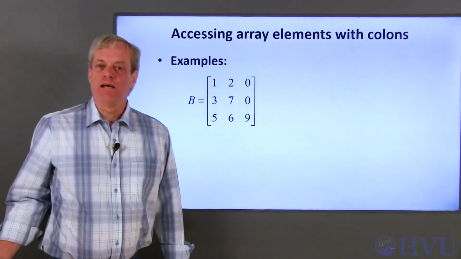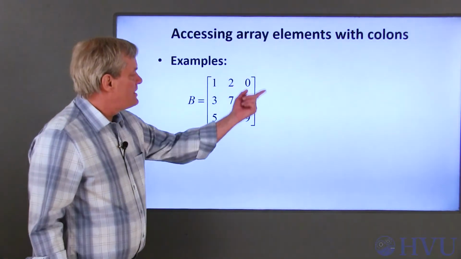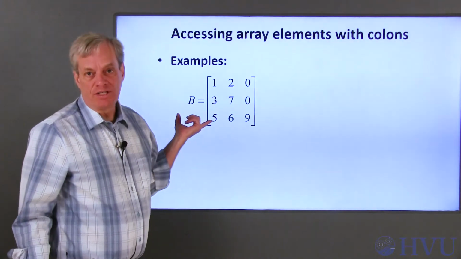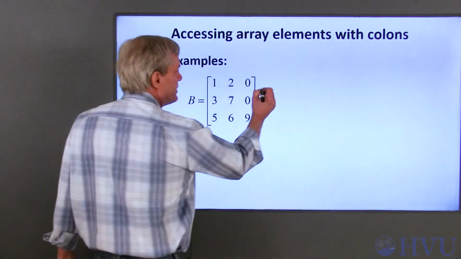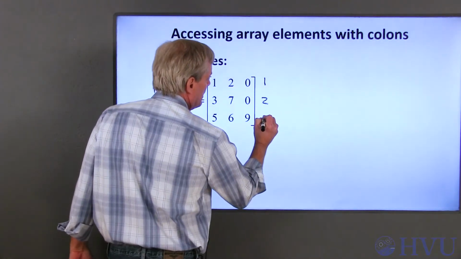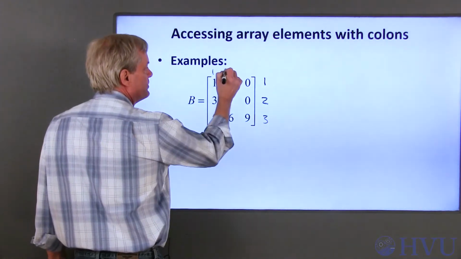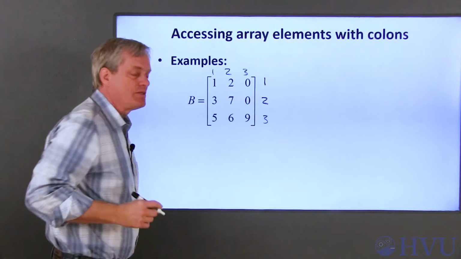Let's do a couple of examples to see how this works. Say we have this array B present in the workspace. For future reference, I'm going to number the rows and the columns. This is the first, second, and third rows, and the first, second, and third columns.